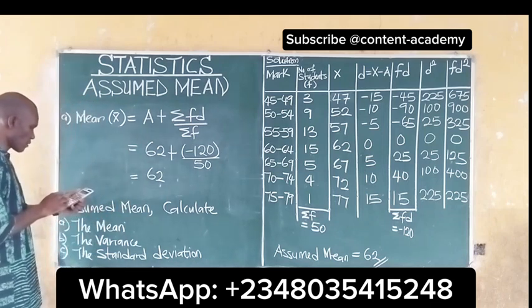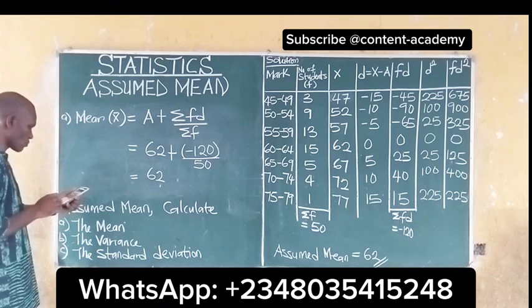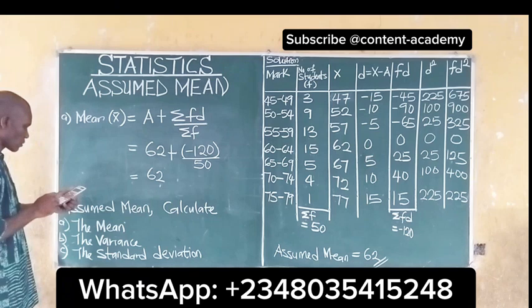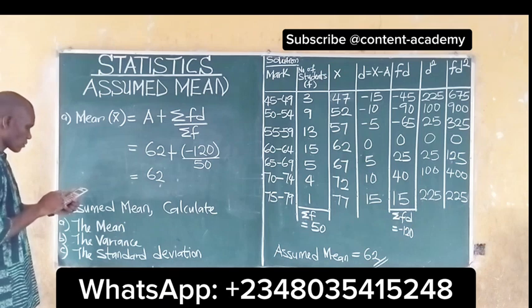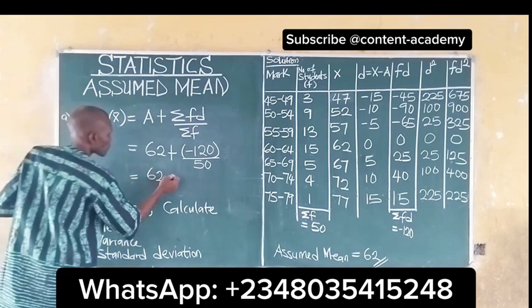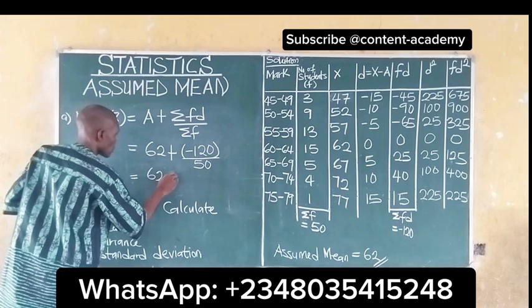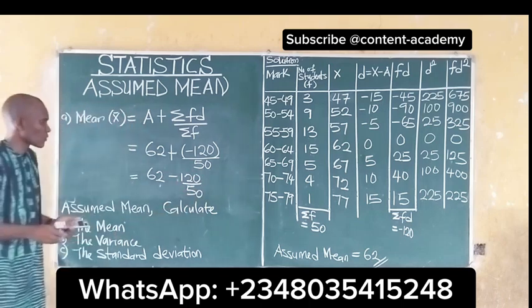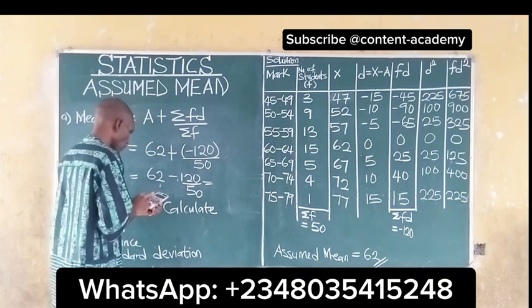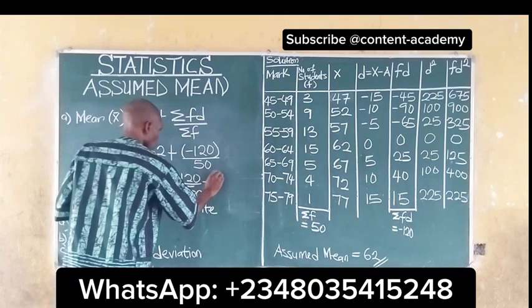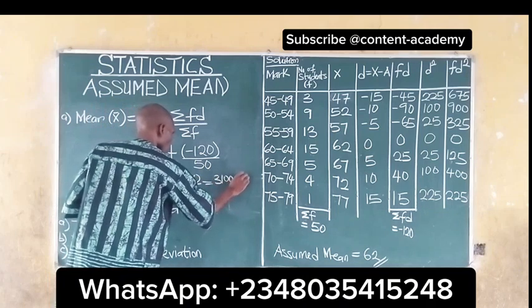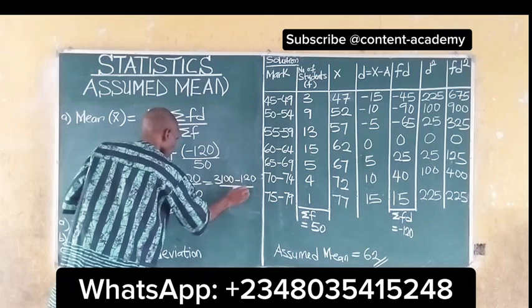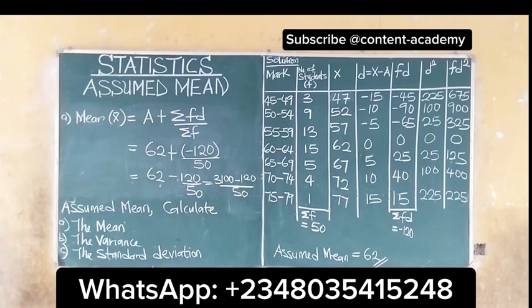Or we say 50 multiplied by 62 is 3,100, minus 120, all over 50, which is the same thing. So 3100 minus 120 divided by 50. Now we know this part.